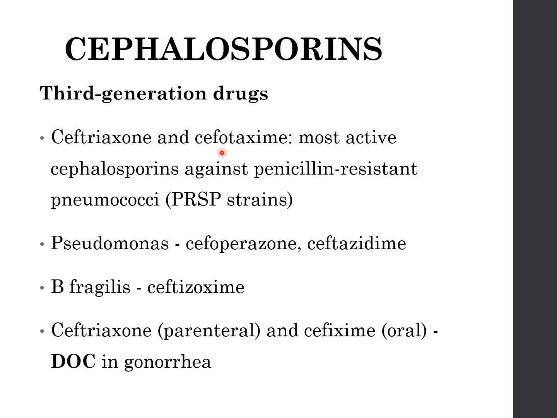Your ceftriaxone and cefotaxime are the most active cephalosporins against the penicillin-resistant pneumococci, or PRSP strains. For Pseudomonas, cefoperazone and ceftazidime are mostly used. For infection with Bacteroides fragilis, you can use ceftizoxime. For gonorrhea, we can use ceftriaxone and cefixime. Also, ceftriaxone is good for typhoid fever, as is cefixime. And now, cefixime is the drug of choice for UTI, and can also be used for pneumonia.